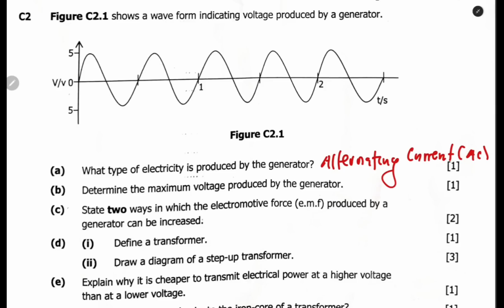Then determine the maximum voltage produced by the generator. So for you to look at the maximum voltage, you just look at the amplitude of these waves, yeah? So from here up to there, or from here up to there, that is the maximum voltage produced. So it is 5. Since it is in volts, so 5 volts.